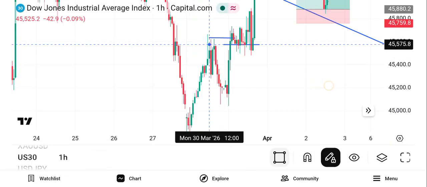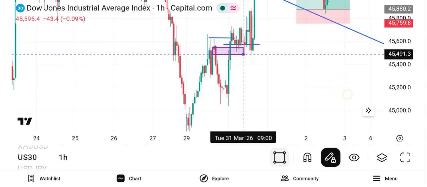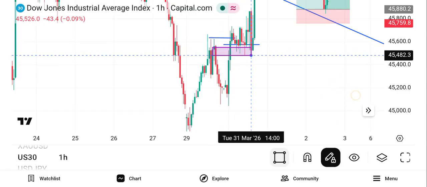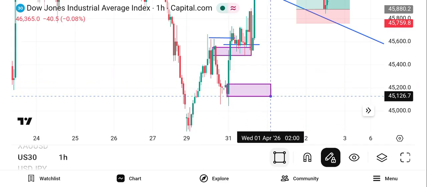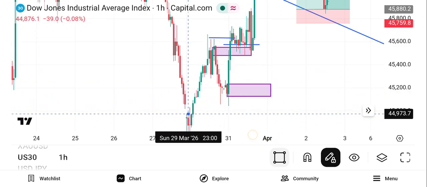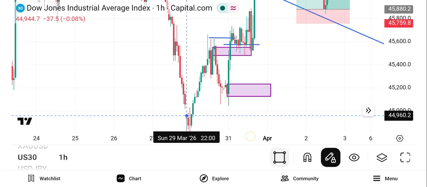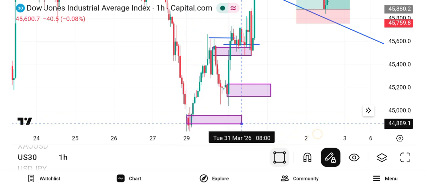Alright, so we have this POI here, we have this breaker block, and then we have this other block, and then we have another block here.